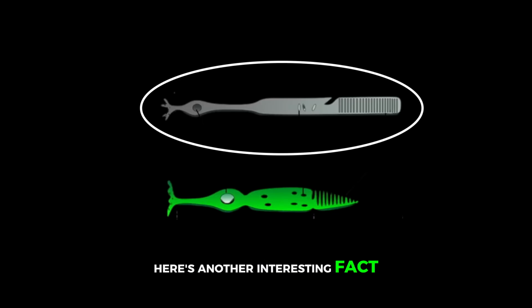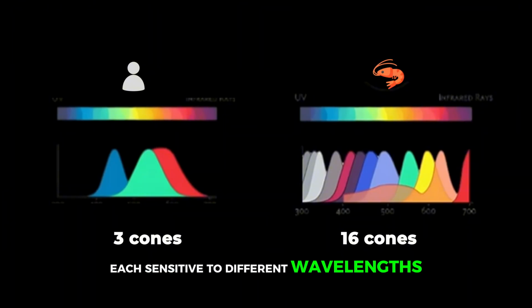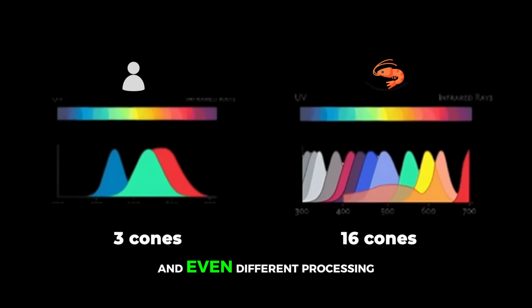Here's another interesting fact. What about the brains of other creatures? How do their systems work? Humans have 3 cones. We just talked about that. But some types of shrimp have 16 cones, each sensitive to different wavelengths, with different concentration and even different processing. They can see ultraviolet light, visible light, probably even my conscience. So, the 3 cone system we humans have, it's actually not common in nature.